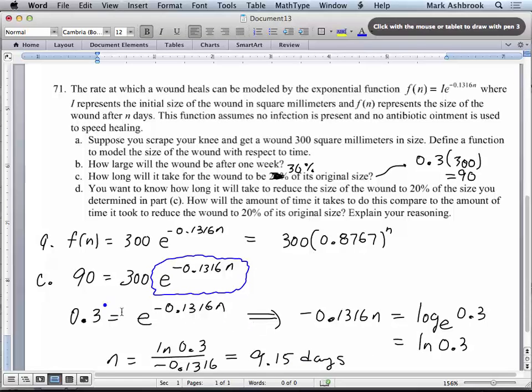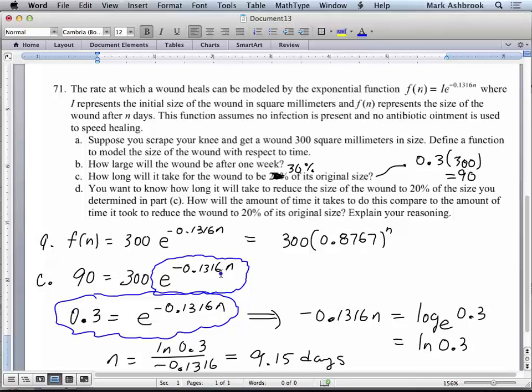Okay, again, are you comfortable in the middle of lots of things going on? Can you apply what we learned about logs? This is the exponent of e that gives 0.3, so it's the log base e of 0.3.